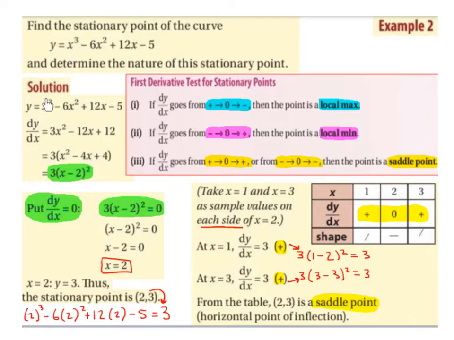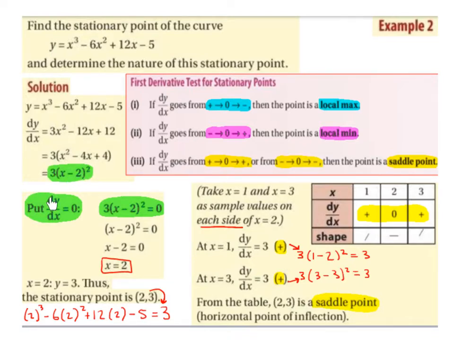So y equals x cubed minus 6x squared plus 12x minus 5. The first thing we want to do is find the derivative, dy/dx. This is the first derivative test. So the derivative is 3x squared minus 12x plus 12. We can factorize out the 3, so we get 3 times x squared minus 4x plus 4. Then we can factorize what's inside the brackets. Factorizing x squared minus 4x plus 4 gives us x minus 2 squared. So we have 3 times x minus 2 squared.